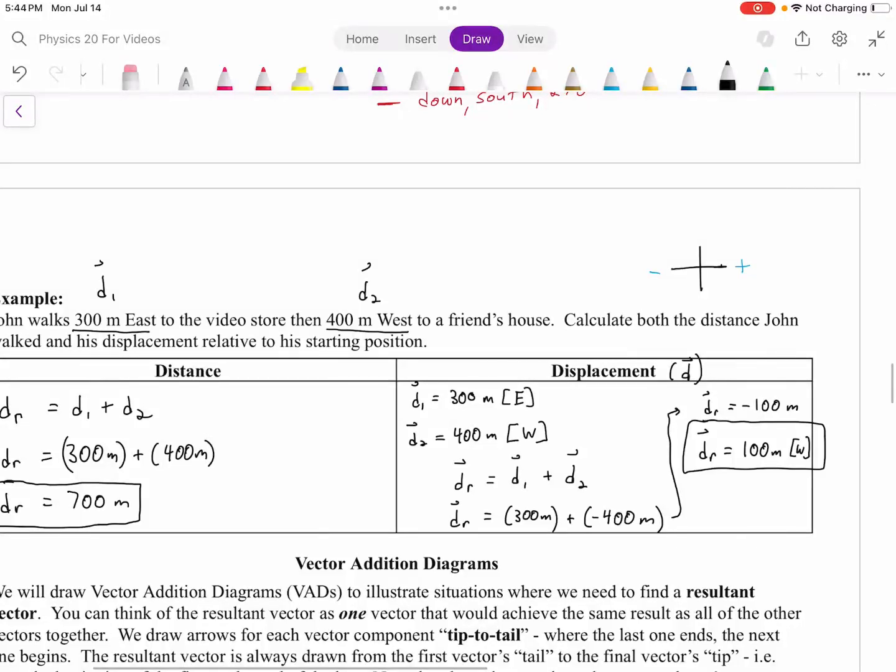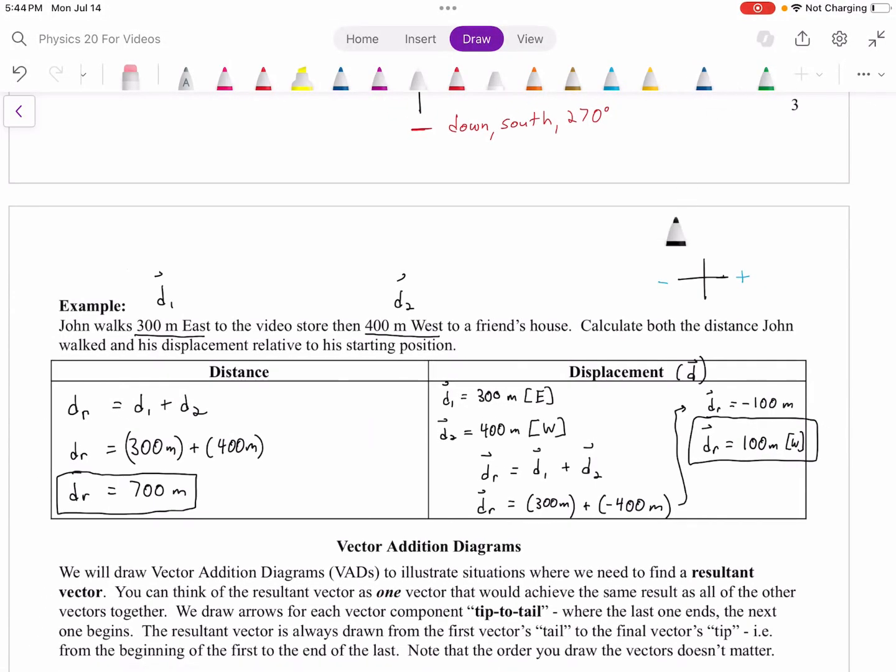Now, I know you might be rolling your eyes and thinking, come on, I could have figured that out without showing any work, without showing any math, blah, blah, blah. Yes, I get it. We could all figure out that if you went 300 east, but then 400 west, you end up 100 west of where you started, right? We all kind of know that, okay? But that's not the point here.